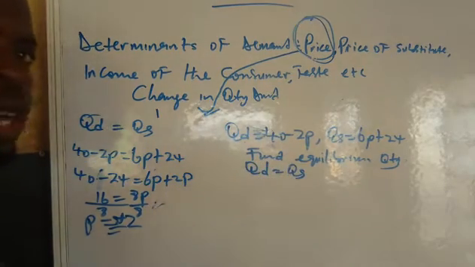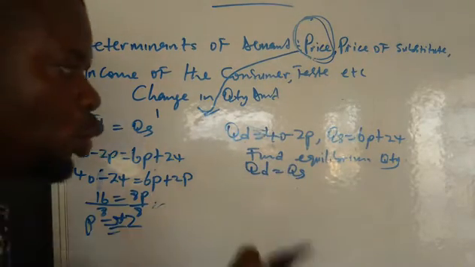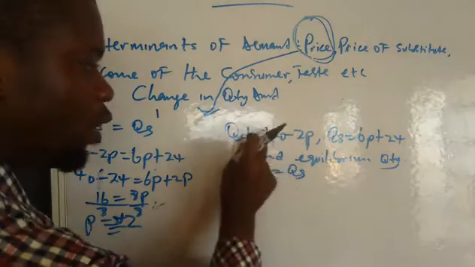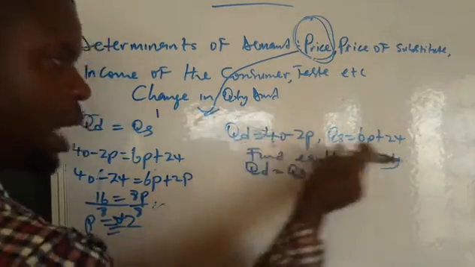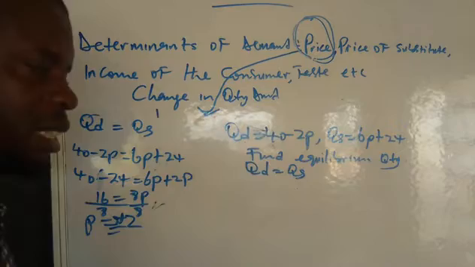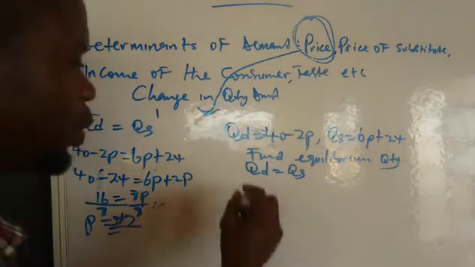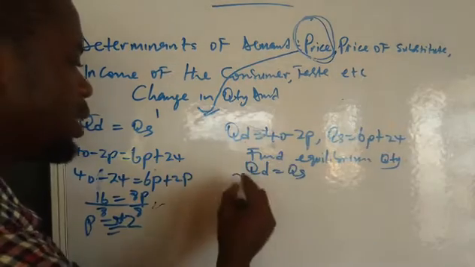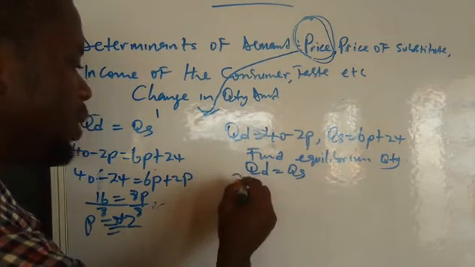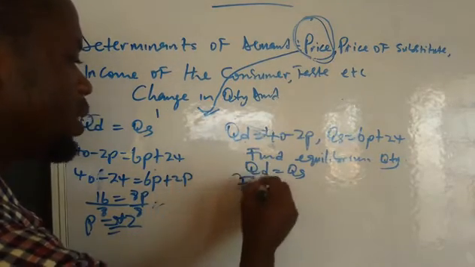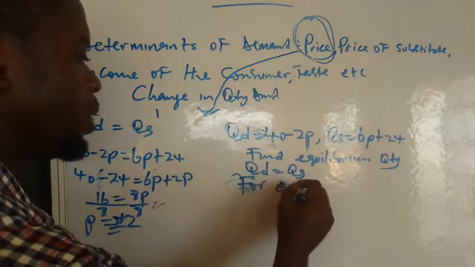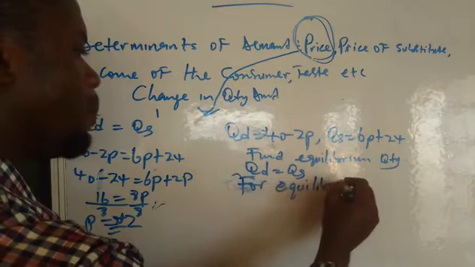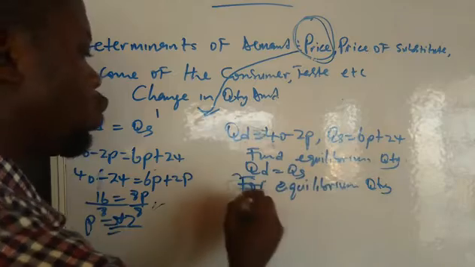Now, how do you get equilibrium quantity? Just choose one out of the function of demand or supply. You can pick this, you can pick this. Any one you pick, you're going to get the same answer. Do you understand that? So let's pick quantity demanded, to get what now? For equilibrium quantity now. Equilibrium quantity. So we're having what?